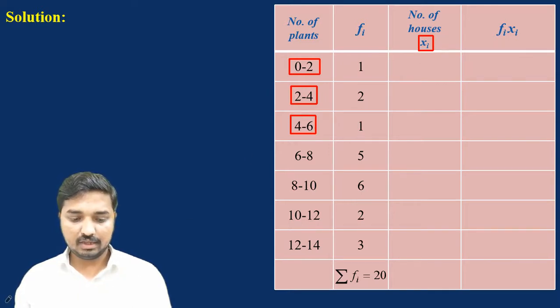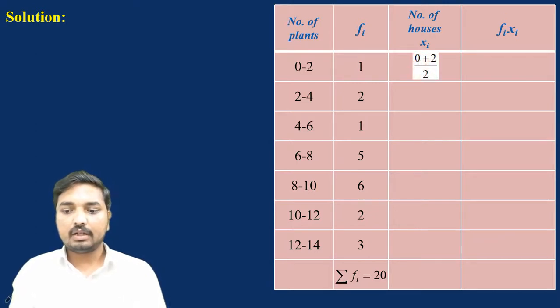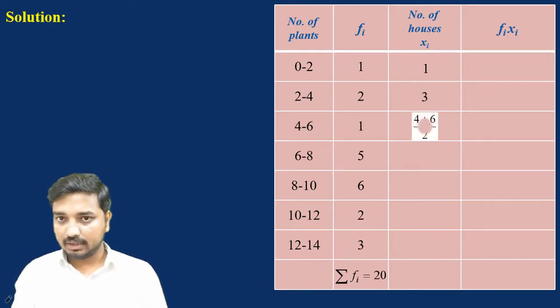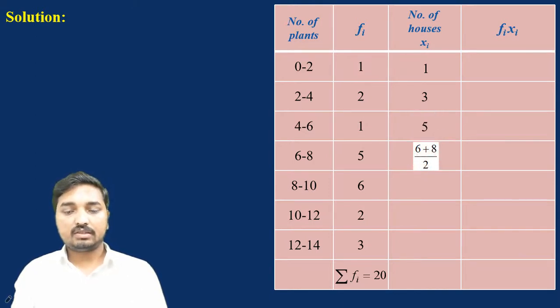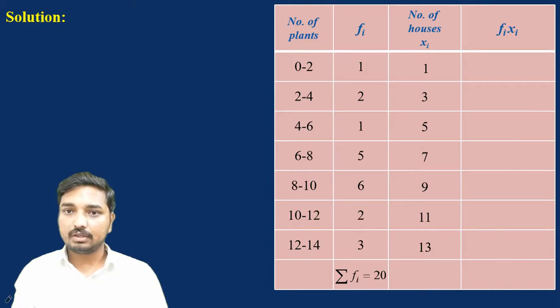The same thing I'm going to calculate here, so just look at the slide. 0 plus 2 divided by 2 gives 1. 2 plus 4 divided by 2 gives 3. 4 plus 6 divided by 2 gives 5. 6 plus 8 divided by 2 gives 7. 8 plus 10 divided by 2 gives 9. 10 plus 12 divided by 2 gives 11. And the last one, 12 plus 14 by 2 gives 13.